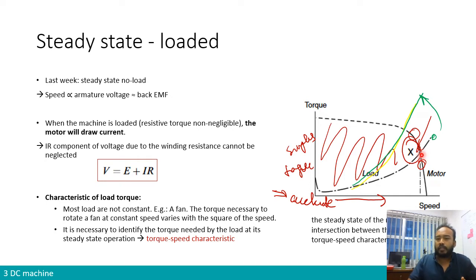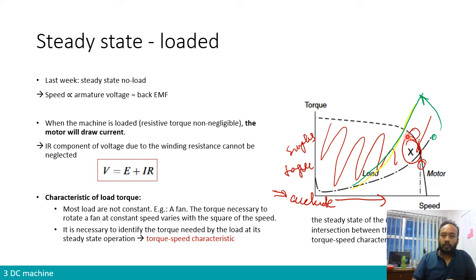When we have negative torque, basically we are braking the motor. So when you are braking the motor, the speed of the motor will decrease. We will move back to a certain speed where the torque of the motor matches the torque of the load. So here is the new operating point, where the torque of the motor matches the torque of the load.